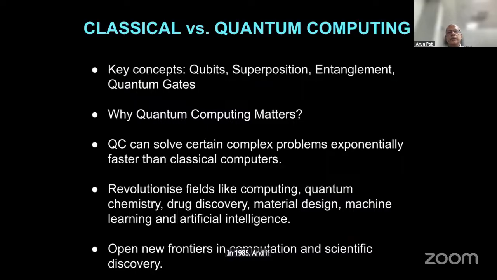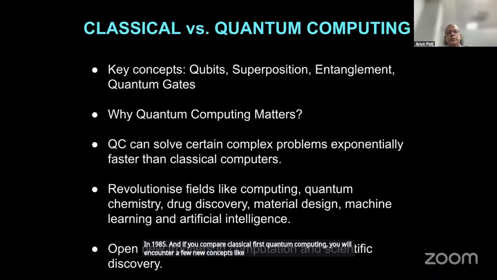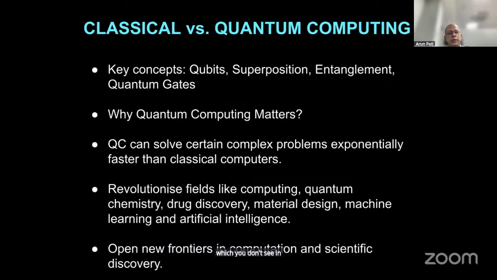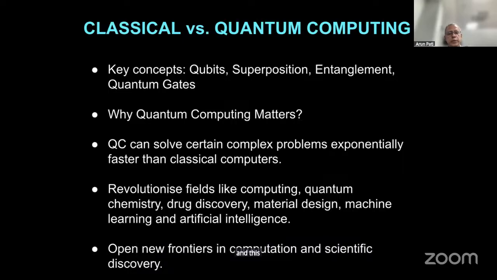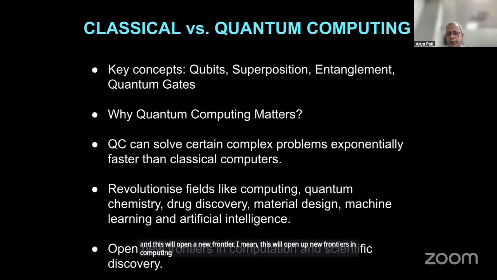And if you compare classical versus quantum computing, you will encounter a few new concepts like qubits, superposition, entanglement, quantum gates, and so on, which you don't see in the classical world. And why does quantum computing matter? Because there is a lot of hope that a quantum computer can solve certain complex problems exponentially faster than a classical computer, or even a supercomputer. And that could revolutionize fields like computing, quantum chemistry, drug discovery, material design, machine learning, and artificial intelligence. This will open up new frontiers in computing and scientific discoveries in future.